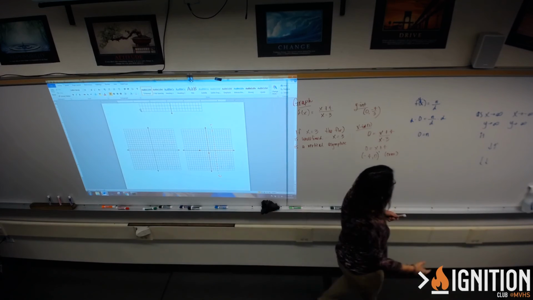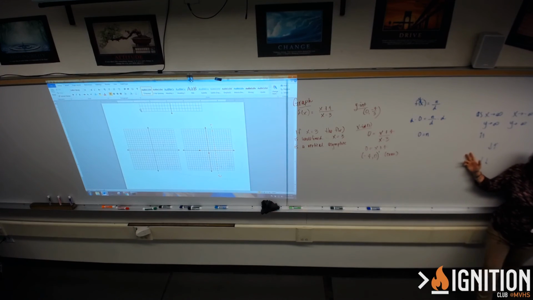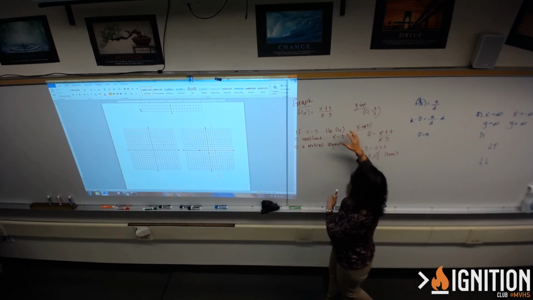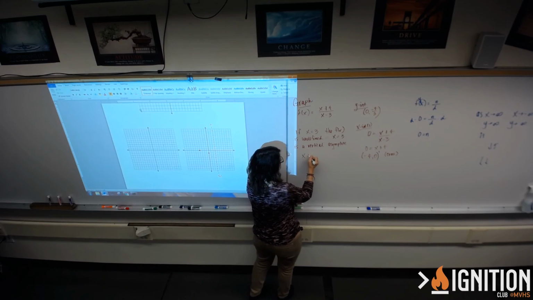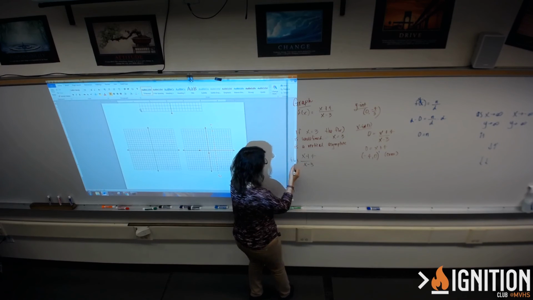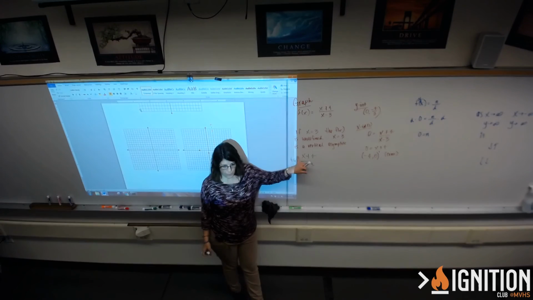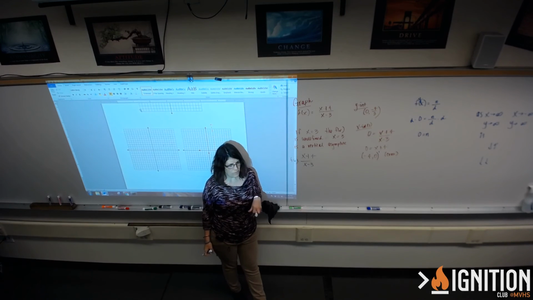So, did you look here? So what I want to know is, as x approaches infinity, what's happening to the graph? As x approaches negative infinity, what's happening to the graph? That's what I want. So, look at your equation. What's happening?